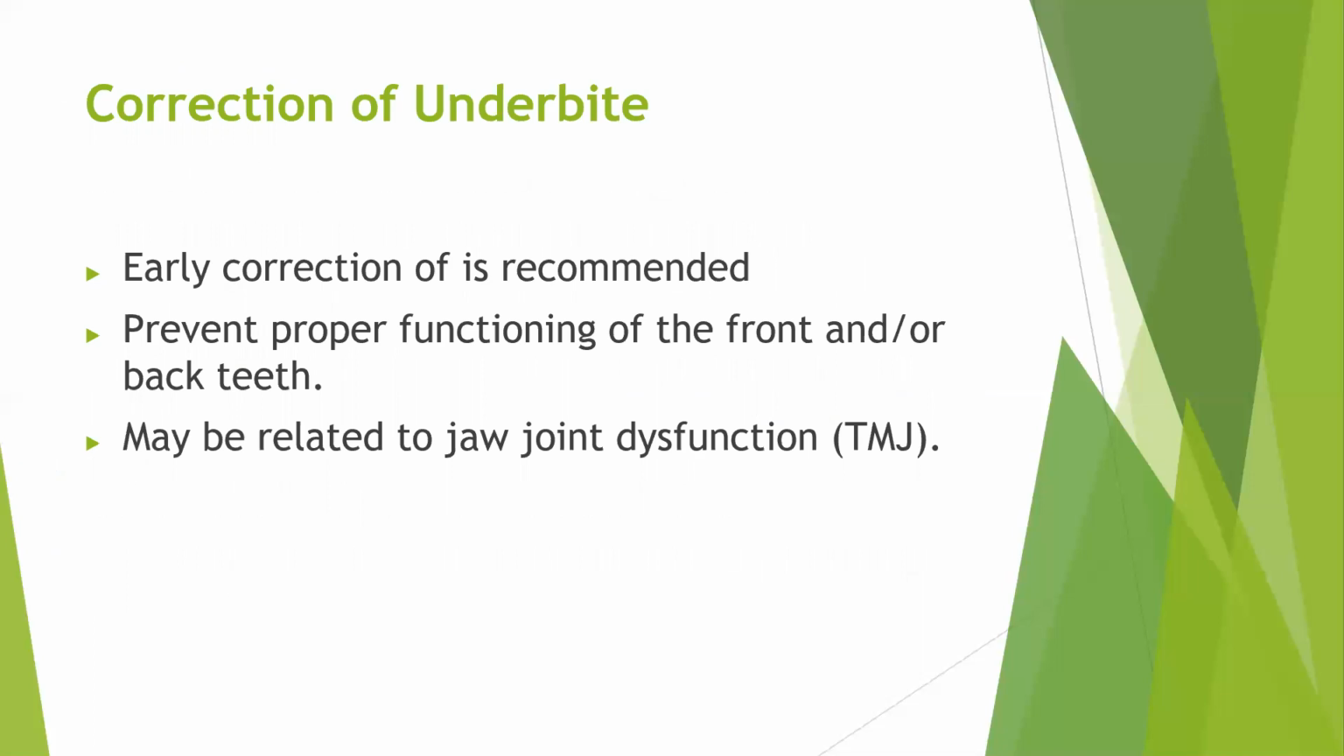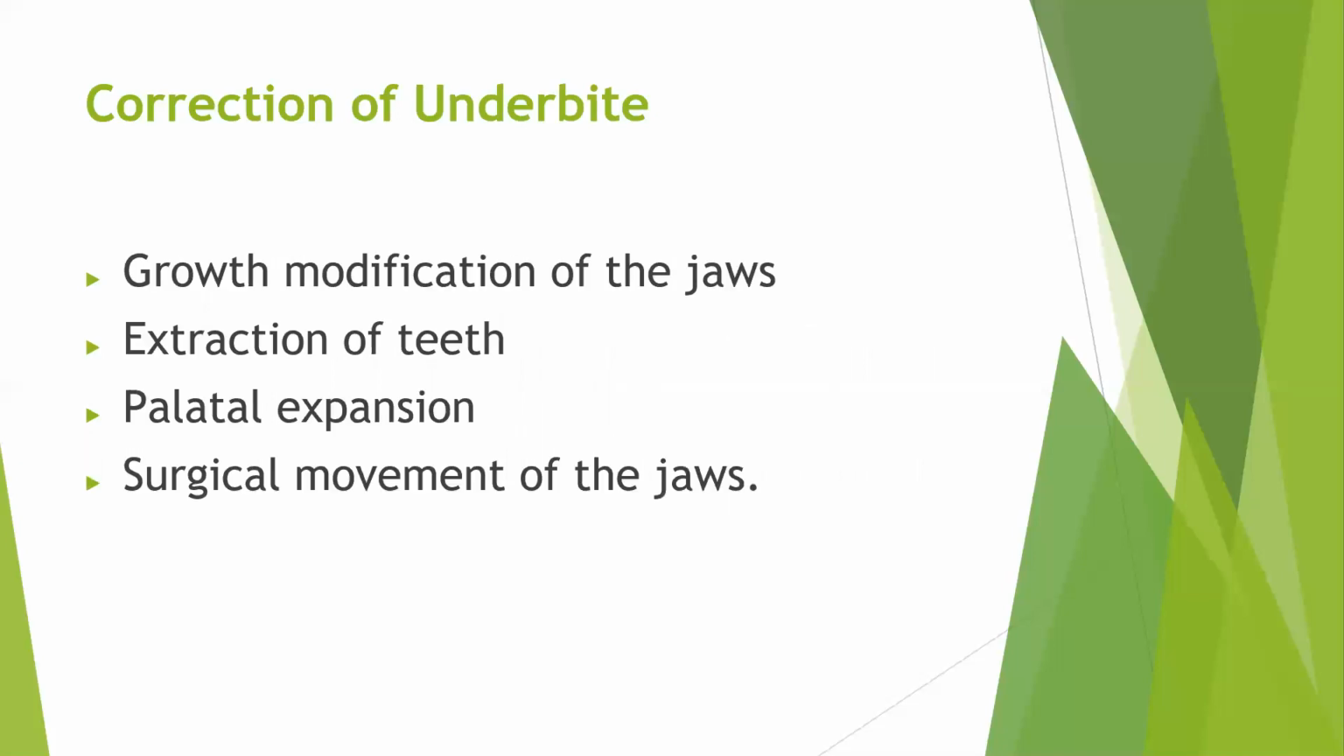We want to correct early because this is where we get more success. It may be related to jaw joint dysfunction or cause some TMJ problems if it is not corrected. The correction of the underbite includes modifying the growth of the jaws, extraction of teeth, palatal expansion, and surgical movement of the jaws. These are different ways to correct underbite.